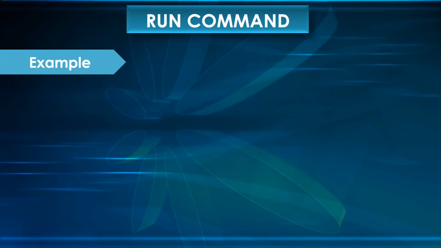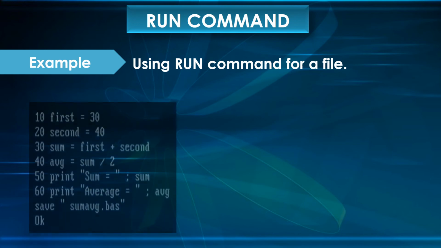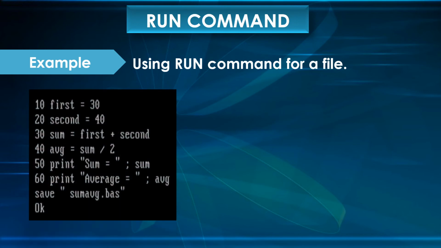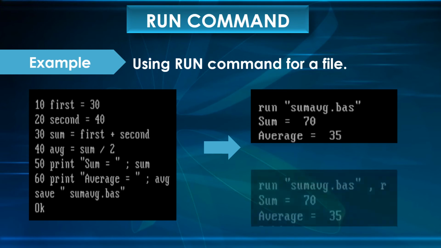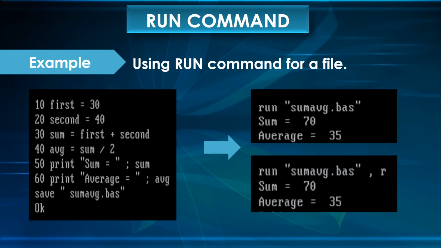Here is an example of using run command for a file. I have written a simple program taking two numbers and printing their sum and average. I have saved this file with the name sumavg.bs. When I executed the program run with the file name sumavg.bs, it has shown me the output. And you can run it with comma R. I told you that comma R is used to keep all the data files open. You can avoid it or you can write it. It's up to you, your choice.